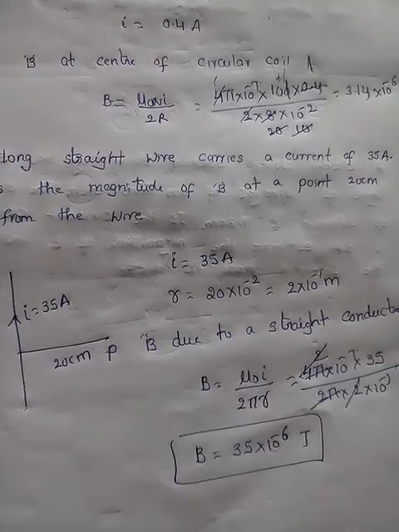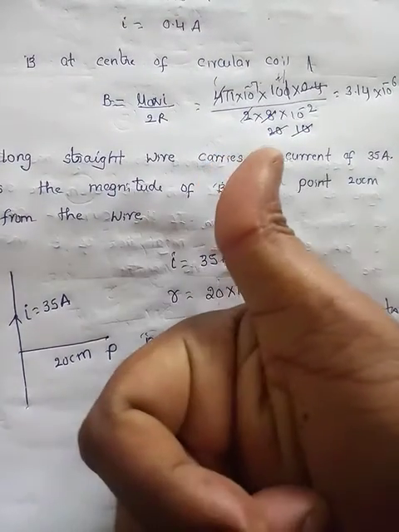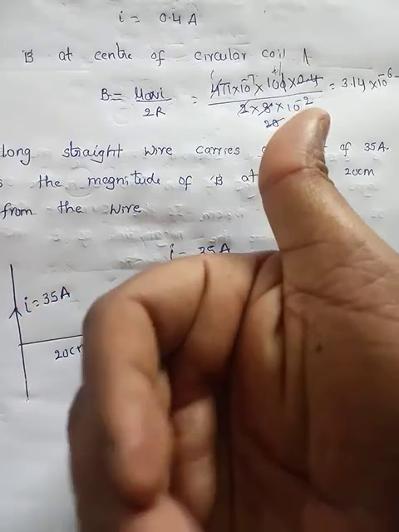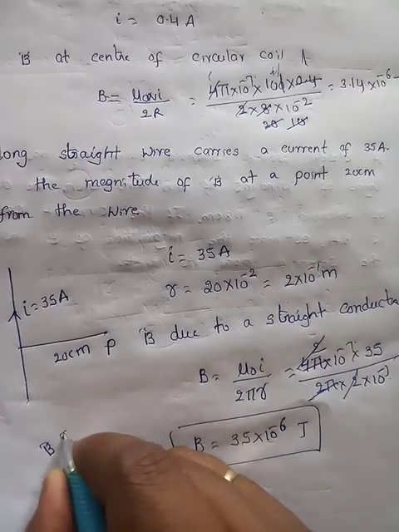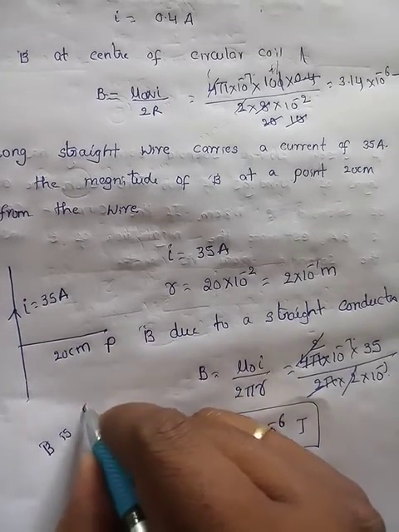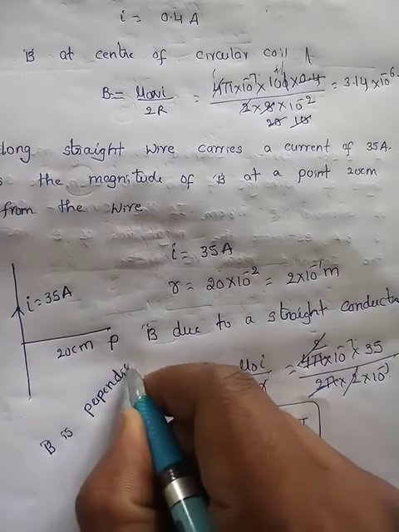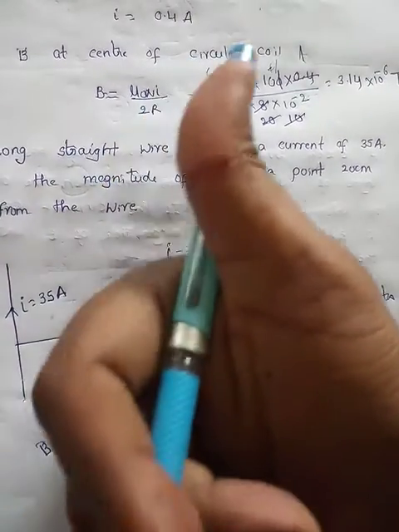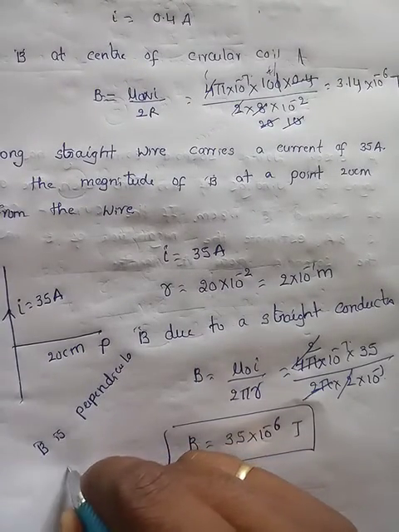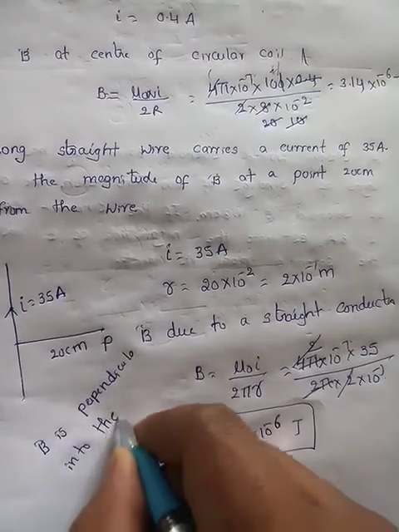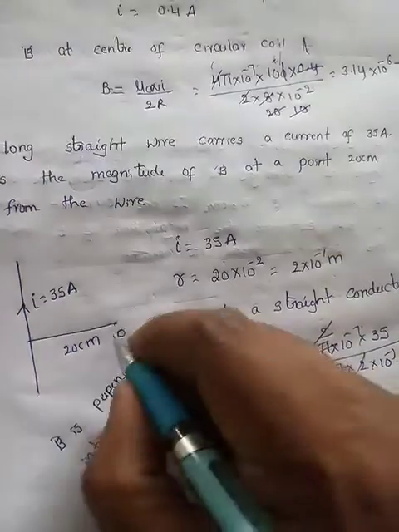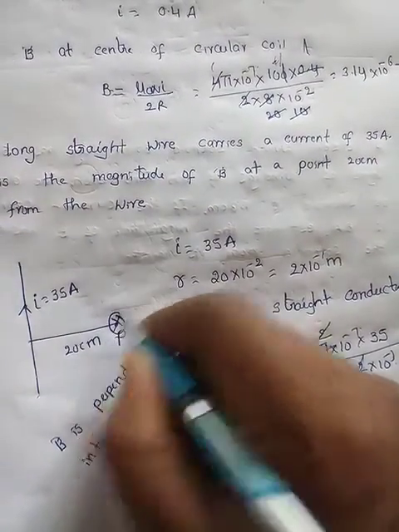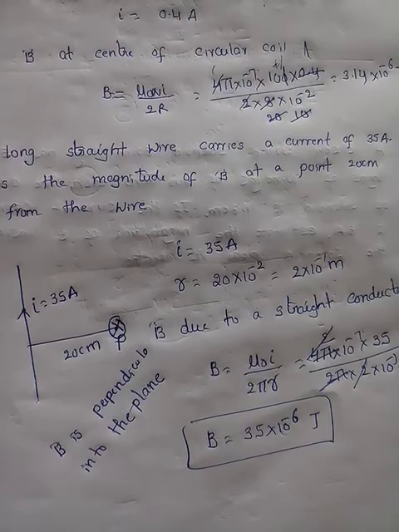If for example they ask the direction, the current is moving upward, so the magnetic field will be inwards. What is the direction? My fingers are rolled into the plane. So the magnetic field is perpendicular and into the plane. Magnetic field perpendicular and into the plane. For example, here you can write this as a cross. Okay. Next one.